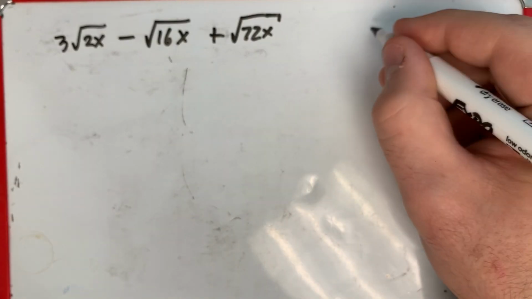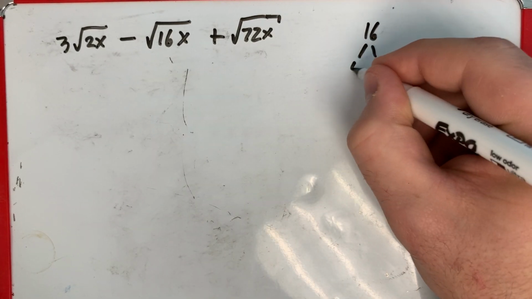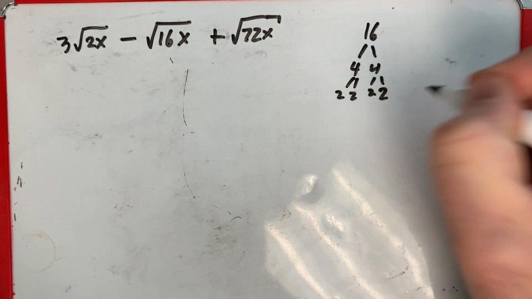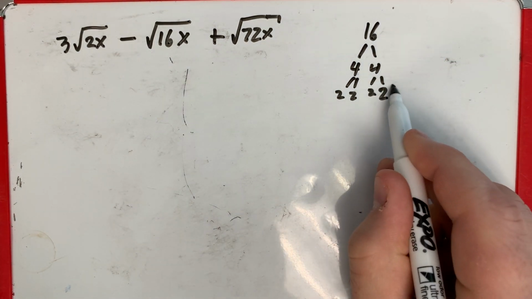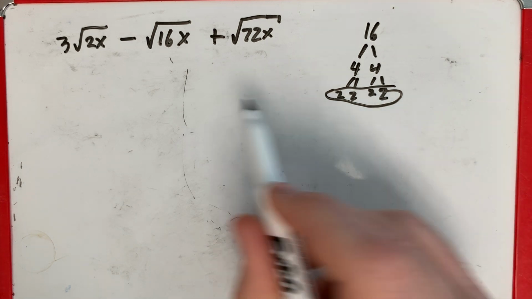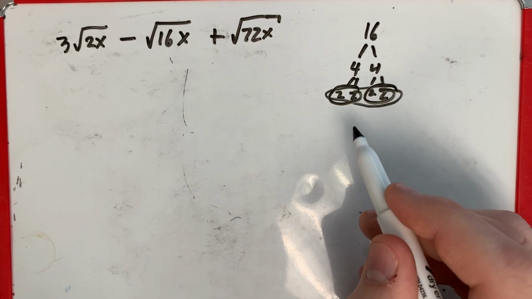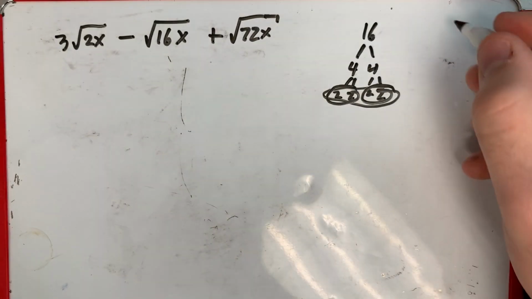So how does 16 break down? Use a factor tree. We have 4 times 4, which is just 2 times 2 times 2 times 2. Now we have a cluster of 4 of these, but since we're working with a square root, we only want clusters of 2. Now let's look at the 72 as well.